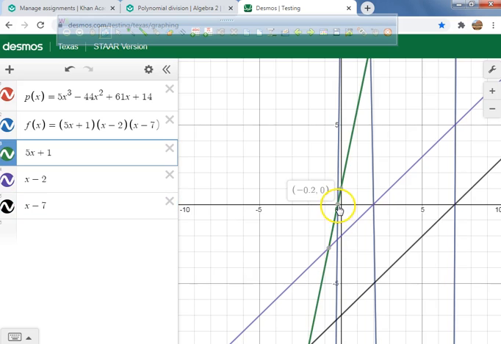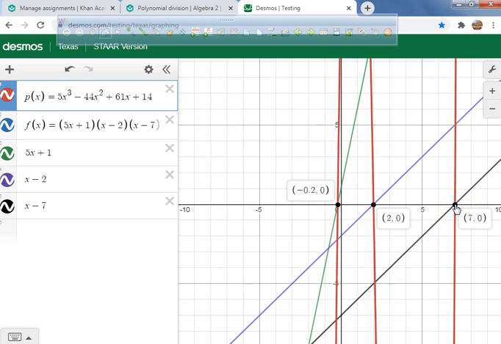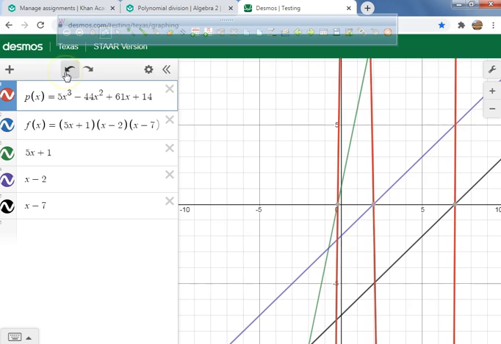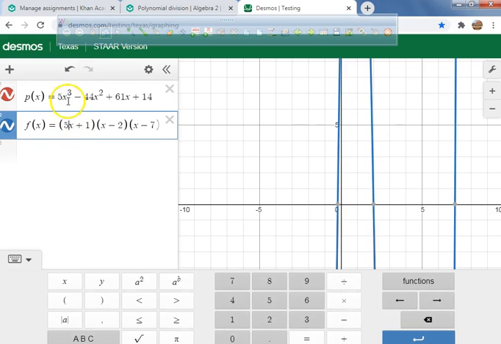Look where they pass through. They literally pass through the places where the graph hits the x-axis. So that's why they're called linear factors, because they pass through the x-axis. All right? And that lets you know that these are the correct answers.